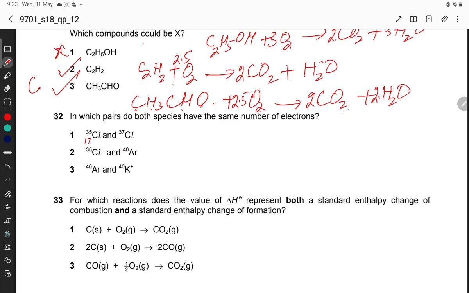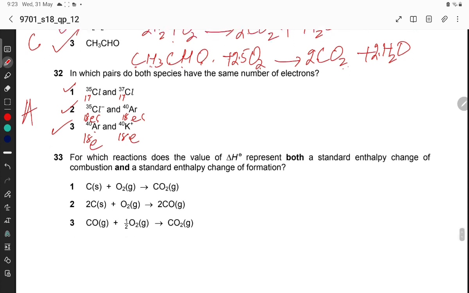This is 17. Chlorine is 18 because of the negative charge, and potassium is 18, argon is also 18. This is 18 number of electrons in both cases. A option is correct.